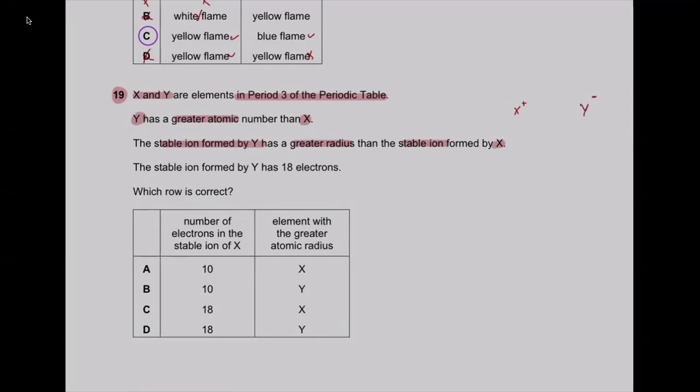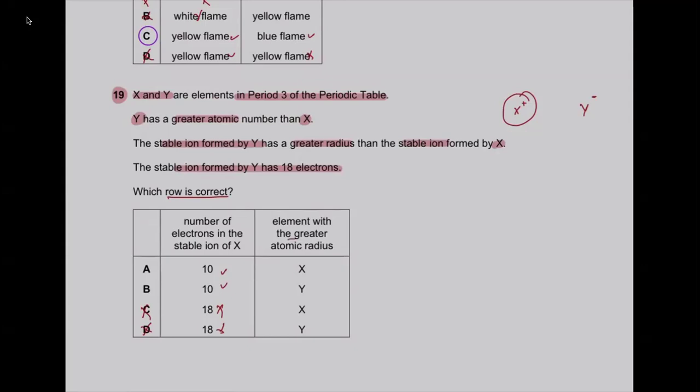The stable ion formed by Y has 18 electrons. Okay, so that is for sure. If it has 18 electrons, it is forming the negative ion. Which row is correct? Obviously, if it is forming the positive ion, then the electrons in its ion are going to be 10 because it's in period 3. So when period 3 elements become cations, they get 10 electrons because they have only two shells. So C and D go wrong.